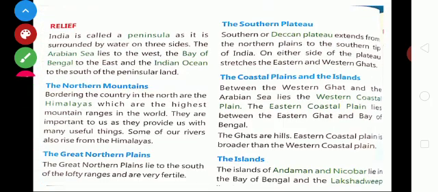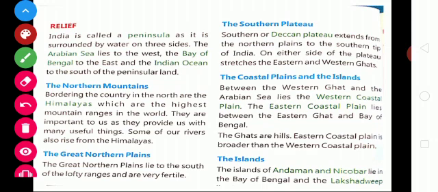Let's go to page 6. Relief. India is called a peninsula as it is surrounded by water on three sides. Underline water on three sides. The Arabian Sea lies to the west. The Bay of Bengal lies to the east. And the Indian Ocean to the south of the peninsular land.